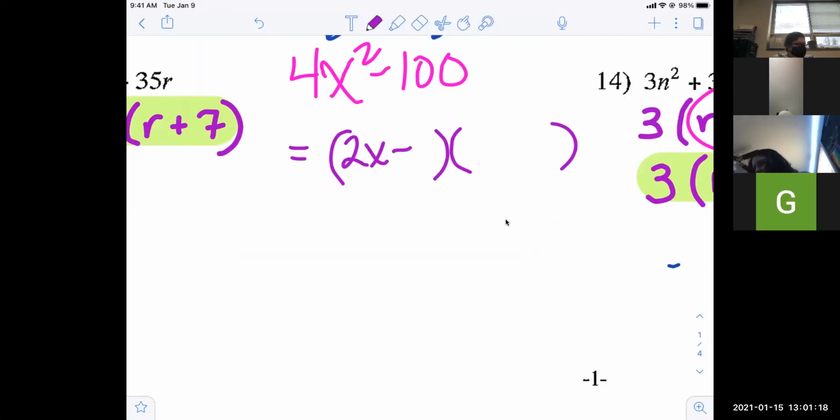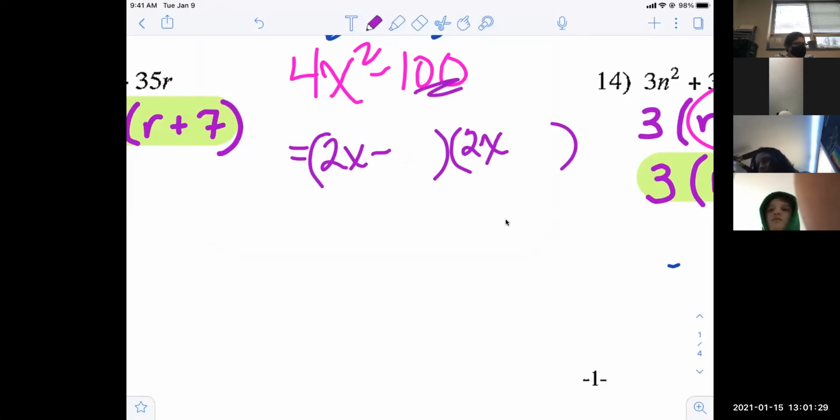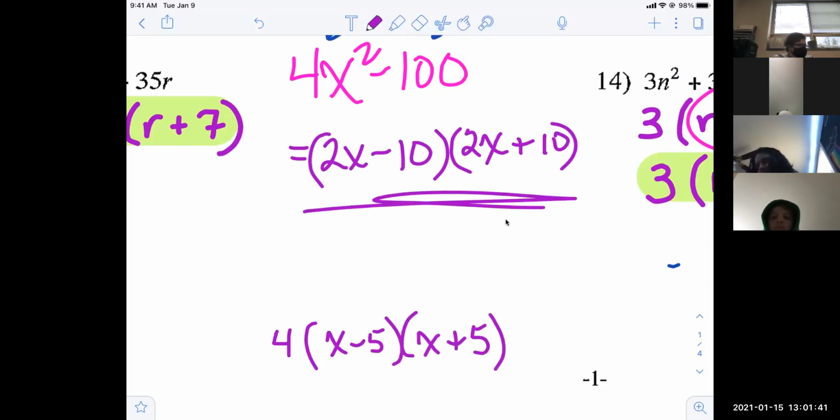Let's just do the 2x part first. Okay, 2x times 2x is 4x squared. It's not 25. It's a perfect square, right? Yeah, minus 10 and plus 10. Now, I had told you that it was going to be this, 4 times x minus 5 and x plus 5. Why aren't we getting the same answer there?